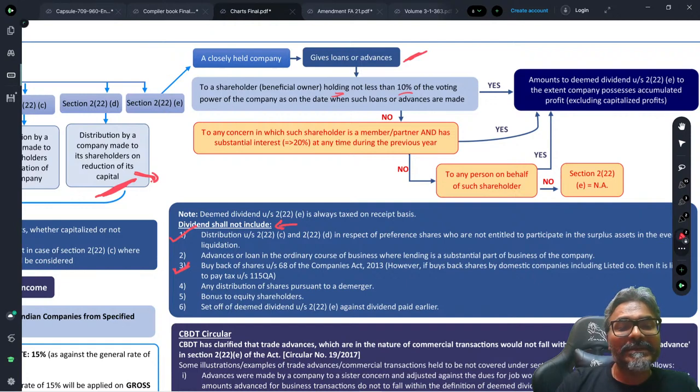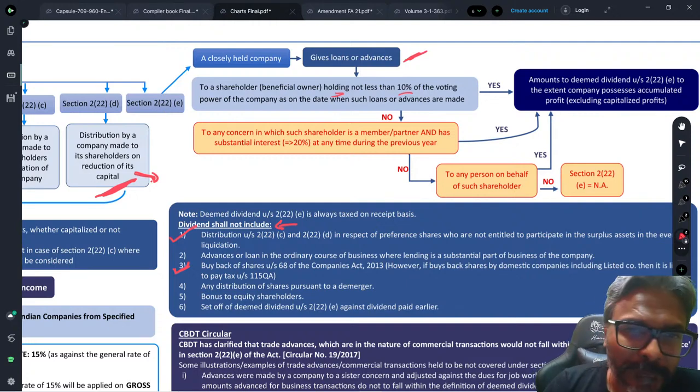And the answer is, students, no. That will not result in a deemed dividend under Section 222E taxable in my hands, because as on the date of giving the loans and advances, was I holding 10% or more of the voting power in that company? And the answer is no.